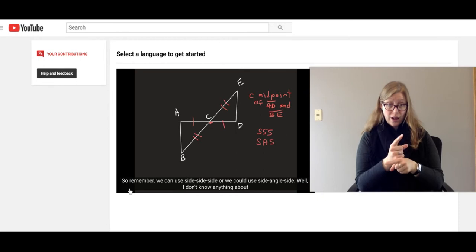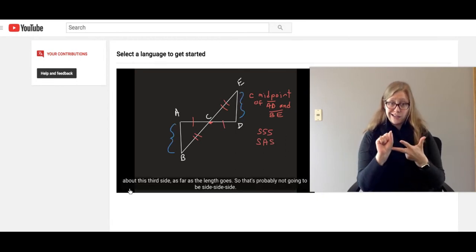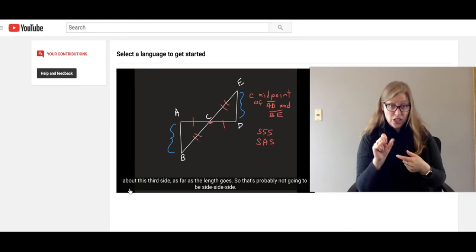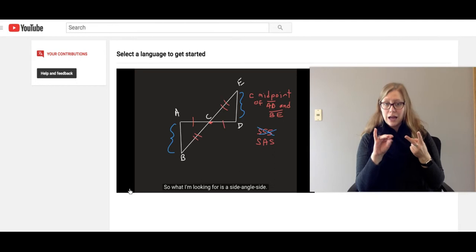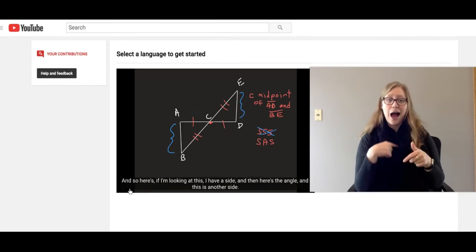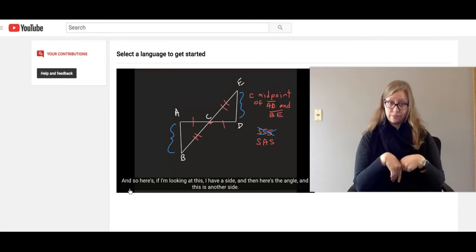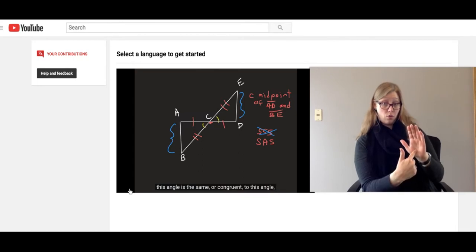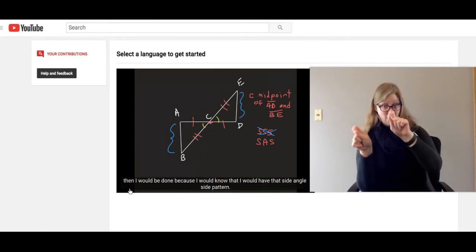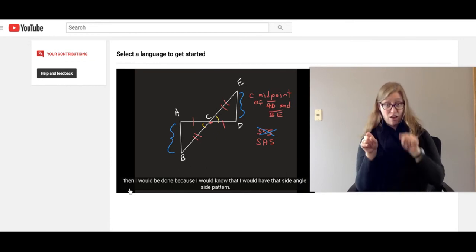Well, I don't know anything about this third side as far as the length goes. So that's probably not going to be side, side, side. So what I'm looking for is a side, angle, side. If I'm looking at this, I have a side, and then here's the angle, and this is another side. So if I could show that this angle is congruent to this angle, then I would be done, because I would have that side, angle, side pattern.